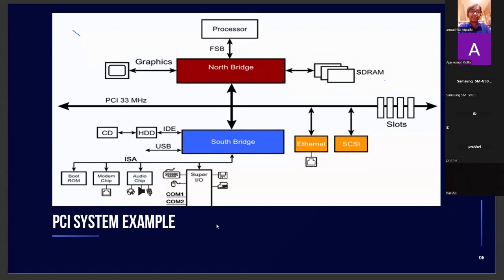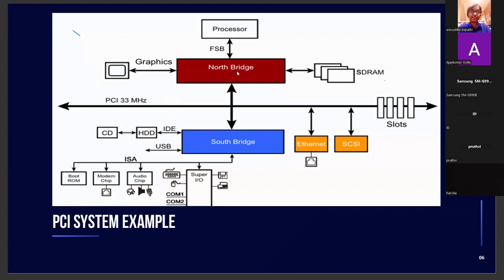So let me repeat. We were talking about the north bridge and the south bridge. Here you can see the north bridge, which connects the processor to the system memory and other high speed devices like AGP graphics and SDRAM. The processor communicates with the north bridge through the FSB, or front side bus. So this is a critical part between the processor and memory.